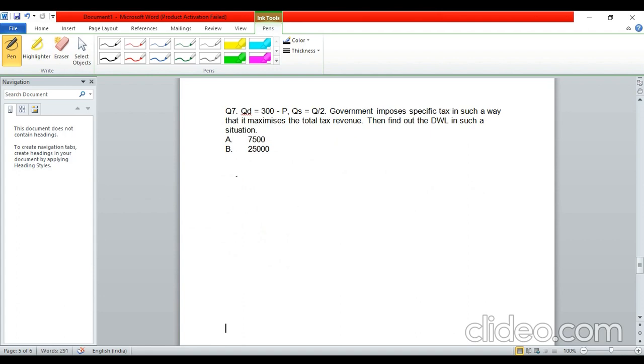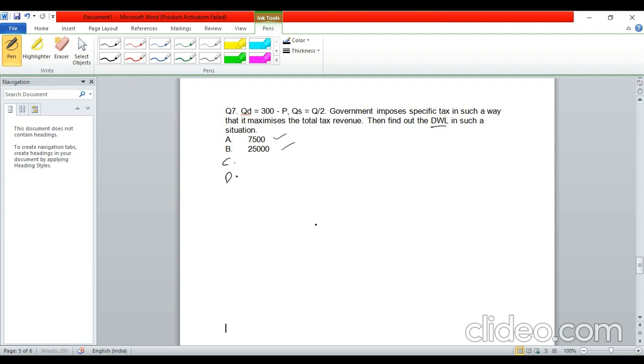Okay, guys, question 7 now. Here, the demand curve was given as 300 minus q, and the supply curve was given as q by 2. And then it was mentioned that the government imposes a specific tax in such a way that it maximizes the total tax revenue. Under this situation, we were asked to find out the deadweight loss. What will be the deadweight loss? Two options I remember. One was 7,500, one was 25,000. Other two options I'm not able to remember. Let me know, guys, if you remember what were the options.